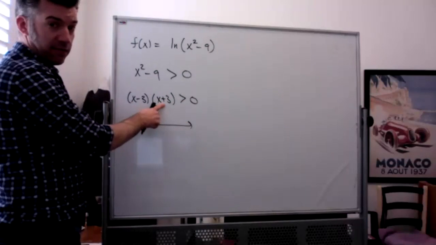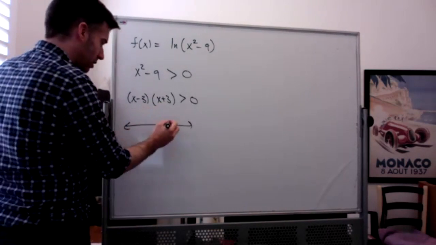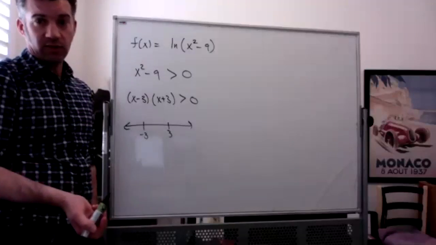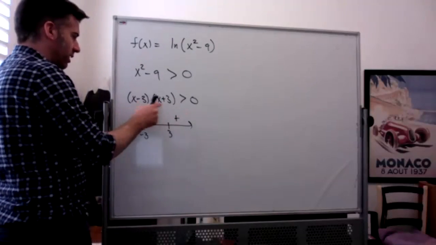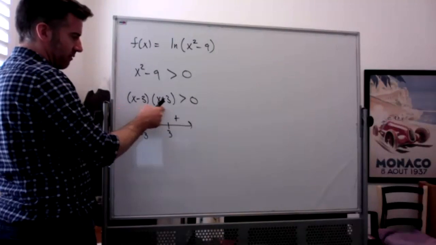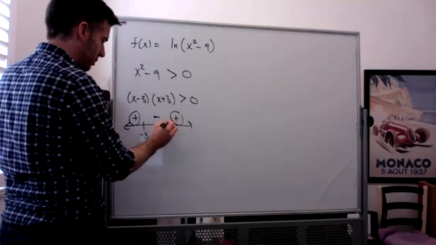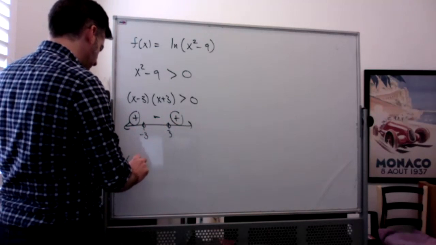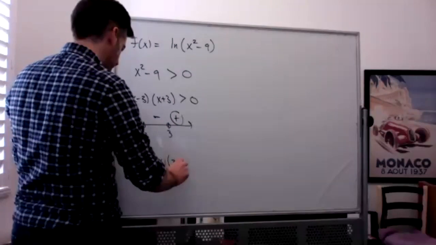3 and -3, right? -3 makes this 0, +3 makes this 0. Those are the zeros of this expression. Pick numbers in each section. Pick 4, positive, positive. Pick 0, negative, positive. Pick -5, negative, negative. So we want this section, we want this section. We don't want the endpoints. So my domain is everything from -infinity to -3, union 3 to infinity.